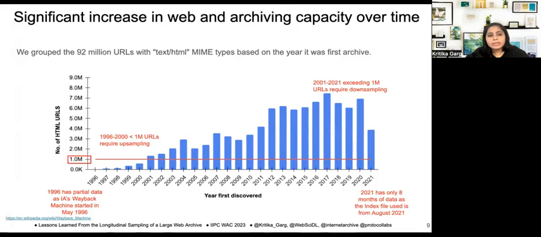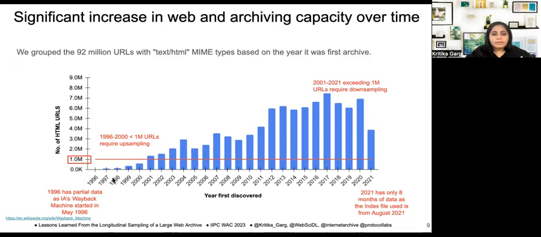We grouped the 92 million URLs with text/html MIME types based on the year they were first archived. The graph here shows what we all know, that there's been a significant increase in web and archiving capacity over time. We have a larger web now compared to the 90s, and IA is doing a good job of archiving it. We see an increased number of HTML URLs archived over the years.